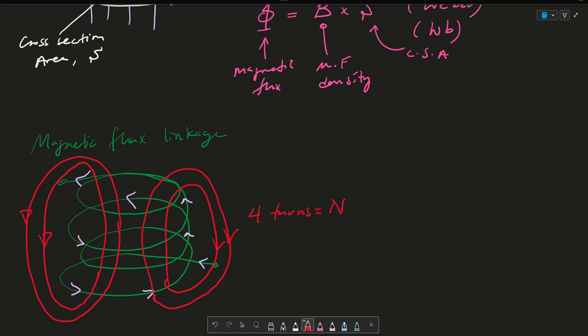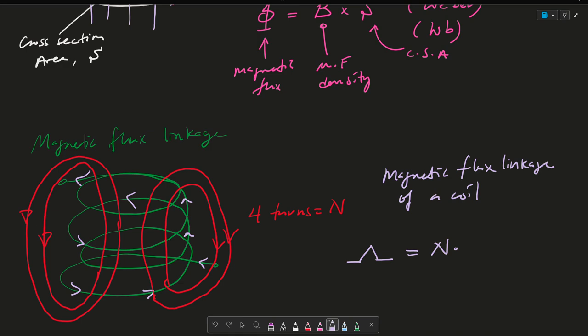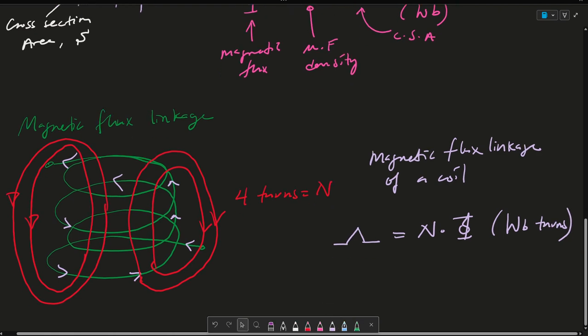All right. And then we define that the magnetic flux linkage of a coil, denoted by lambda, is equal to the number of turns N times the magnetic flux. And this is what we consider Weber-turns. That's the units.